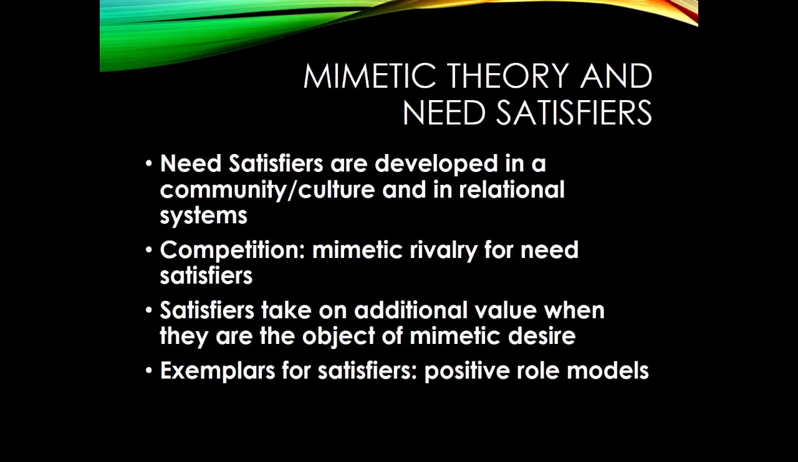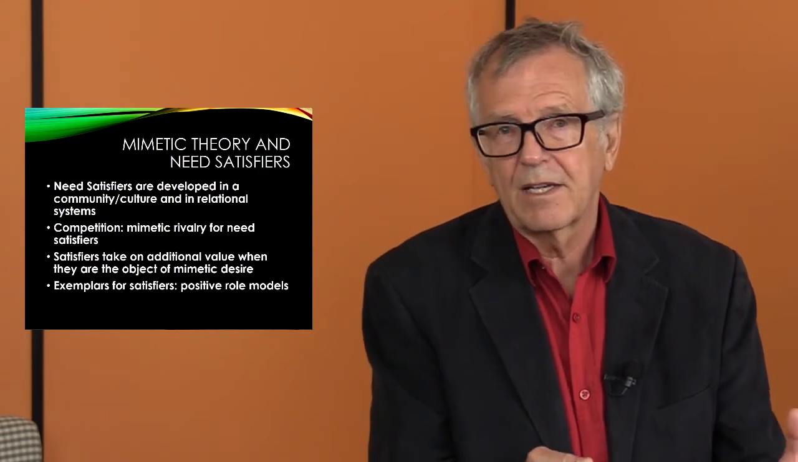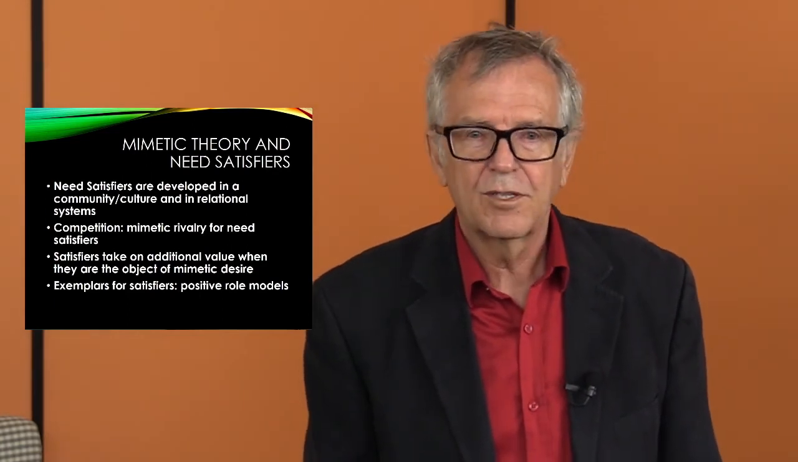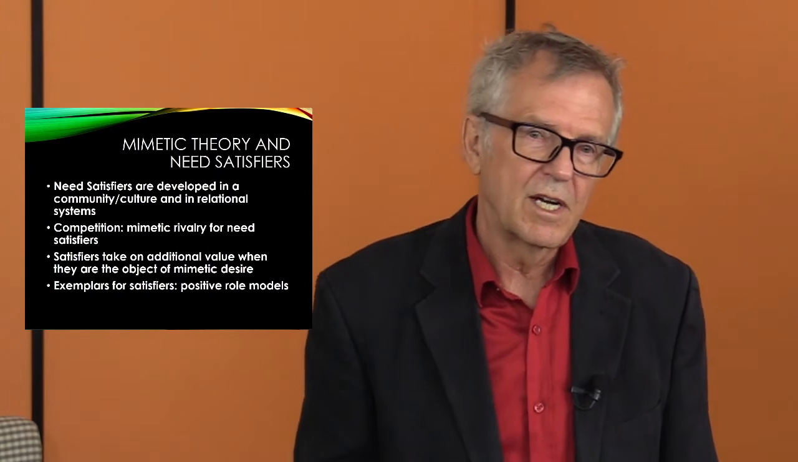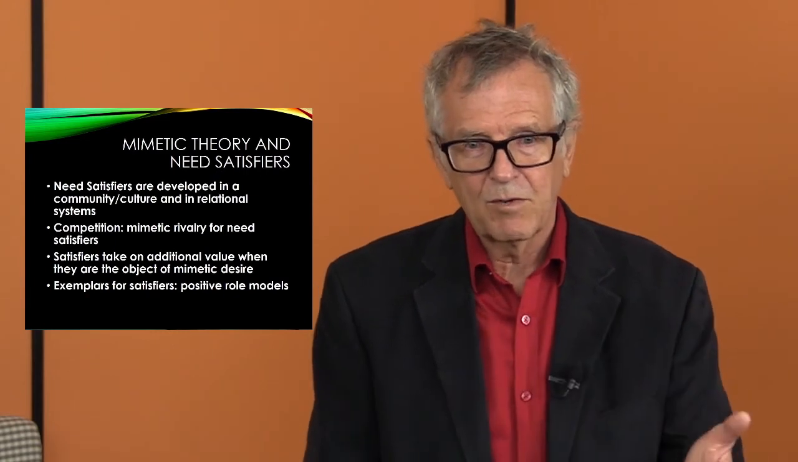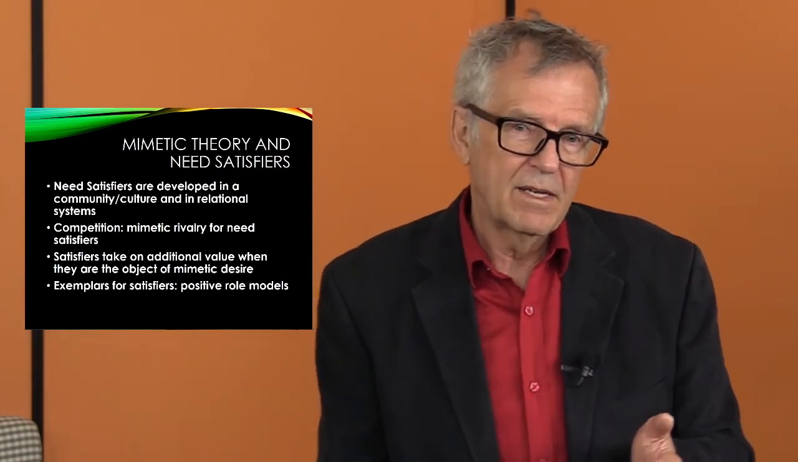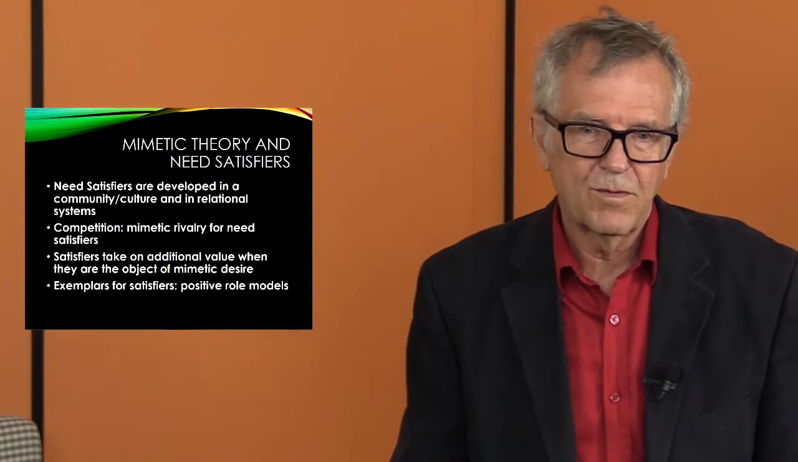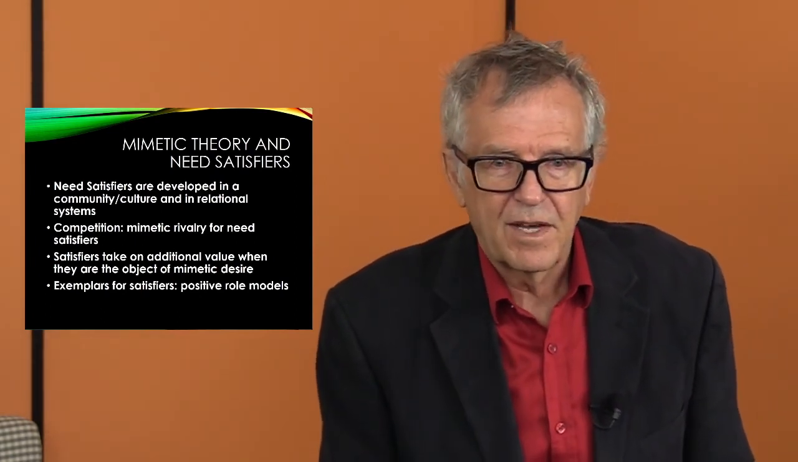So need satisfiers are developed in a community and in a culture and within relational systems. So within certain cultures, certain things are really important for a young woman or for a young man to achieve. And so these are important for recognition, for action, to go through rites of passage or to excel at certain things, to get to do certain things, and these then become important to their identity. Sometimes there's a competition for need satisfiers, and there's this mimetic rivalry. I want what you want, and you want what I want, and so these things become really significant motivators for us and a way of defining our need satisfiers.